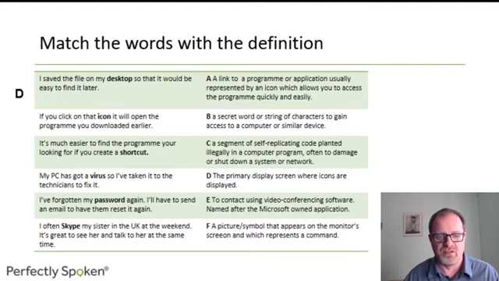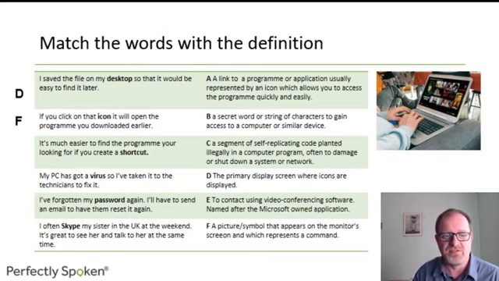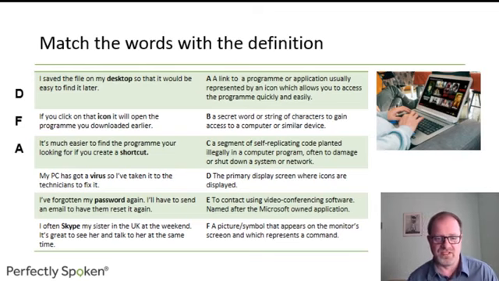Of course, an icon is a picture or a symbol that represents a command. For example, you'll see a little picture for your antivirus, etc., and you click on it and it will open up your antivirus program. It's an icon. Much easier to find the program you're looking for if you create a shortcut, and that is A. The shortcut is related to an icon. You click on the icon and this is a shortcut to the program that you need to access. It's a quick way to access it.